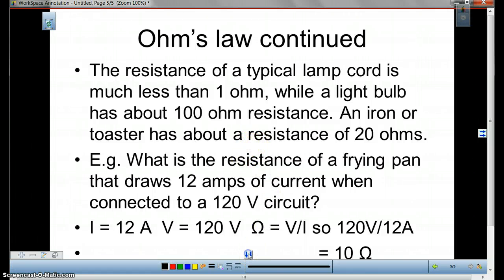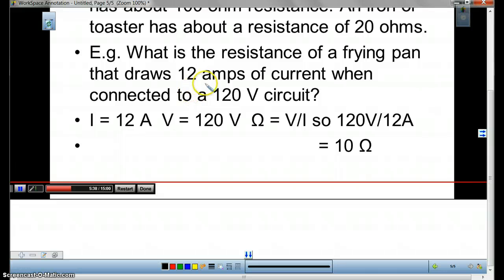So the question is, what is the resistance of a frying pan that draws 12 amps of current when connected to a 120 volt circuit? My current is 12 amps, voltage 120 volts. My resistance, R, will be equal to voltage over current. So 120 volts over 12 amps, I get 10 ohms of resistance.